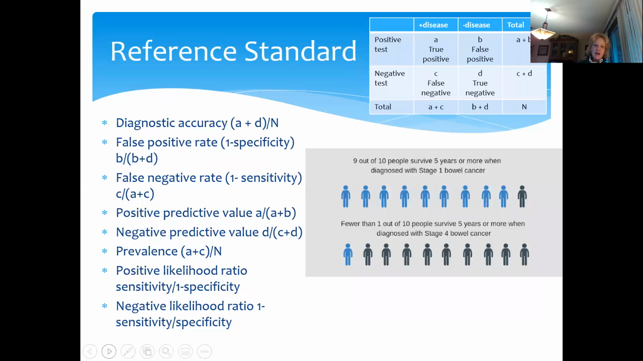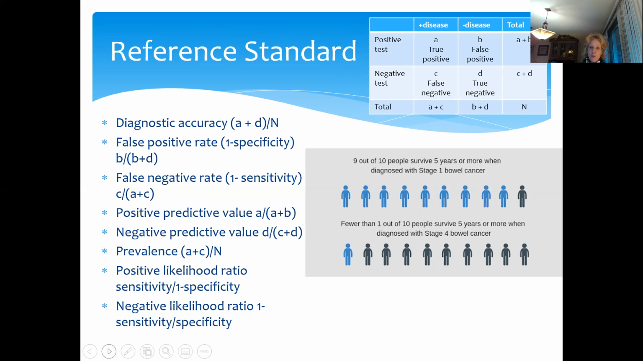So let's just think about some of these concepts a little bit more. Again, it's a simple kind of 2x2 table that helps you look at these things: the true positives, the false negatives, and the true negatives. And then you can say a variety of things about the data when you have these comparisons with a gold standard. So you can talk about the diagnostic accuracy, and that would be A plus D over the total N.